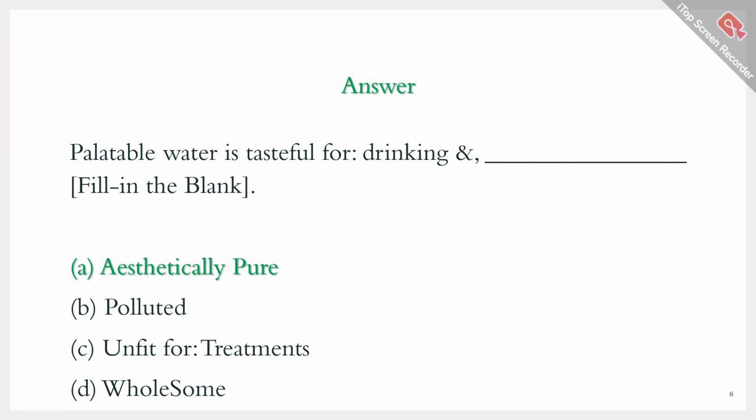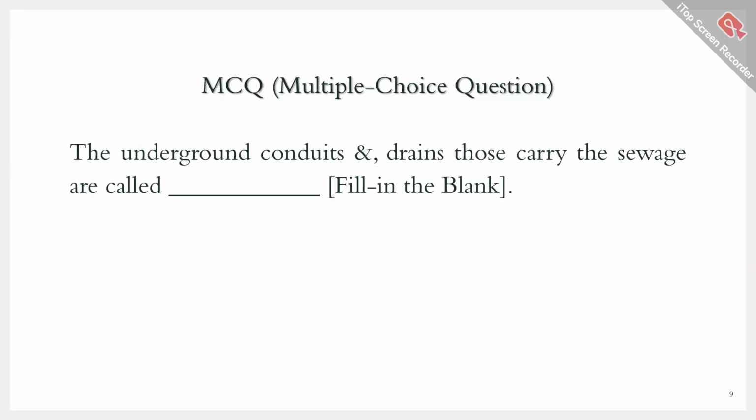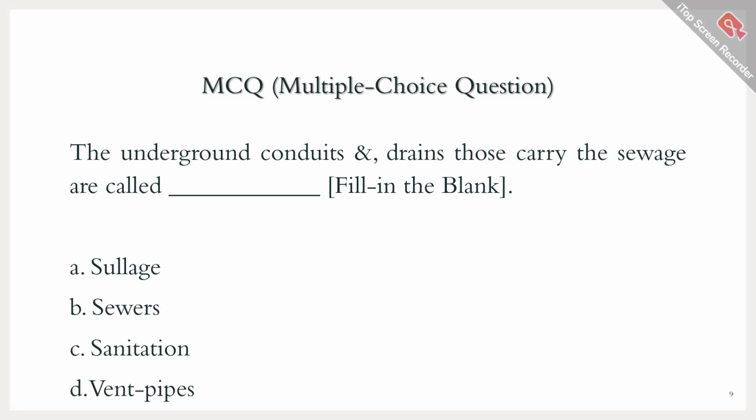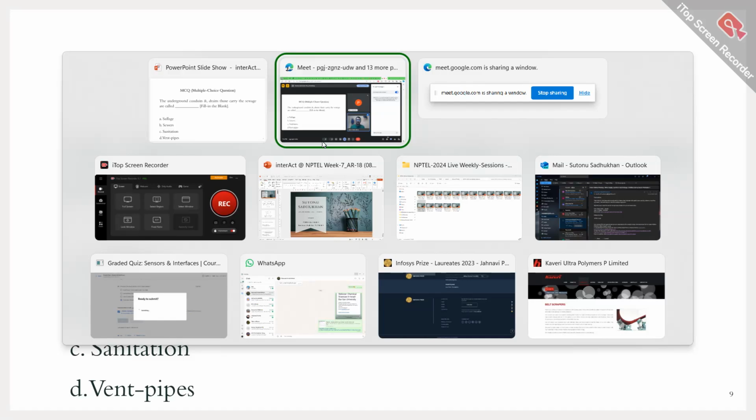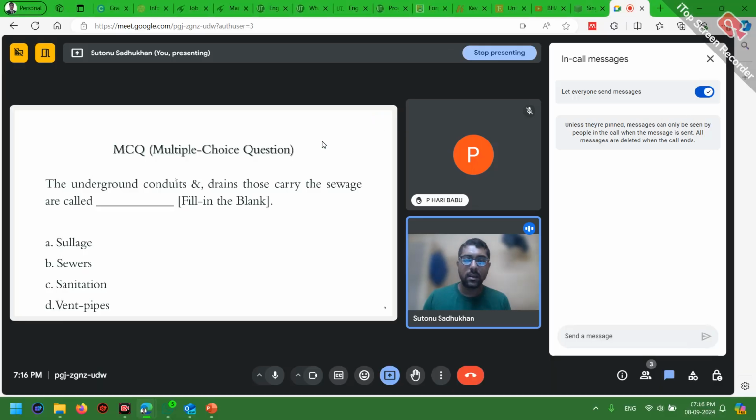Okay, so our next MCQ is: the underground conduits and drains that carry the sewage are called dash. You have to fill in the blank with any one of the following options. Option A is silage. Option B is sewers. Option C is sanitation. And option D is vent pipes. I'll wait for a couple of minutes. Please key in the correct option in the chat box.